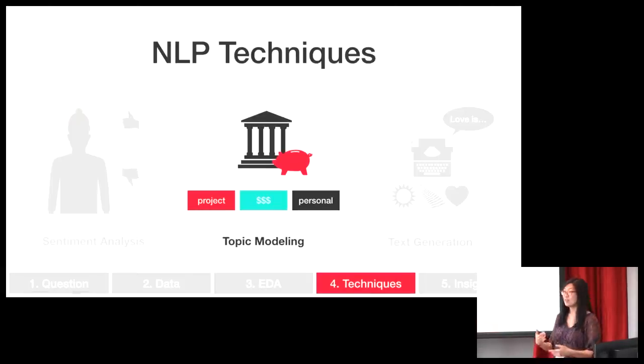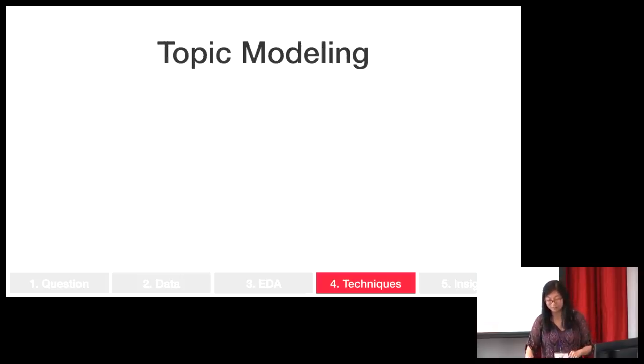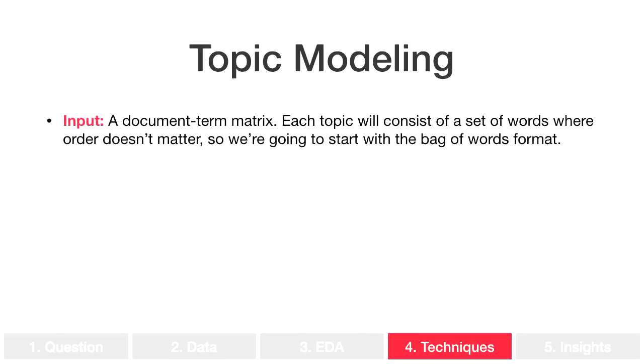The next thing I want to talk about is topic modeling. This is probably the most complex thing we'll talk about today, but I'll try my best to explain the idea. For topic modeling, the input is a document term matrix, because order doesn't matter here. We have all these documents, and we want to see what topics are being discussed in them. We don't really care about the order of the words here. We just want to know what's the bag of words in each topic.